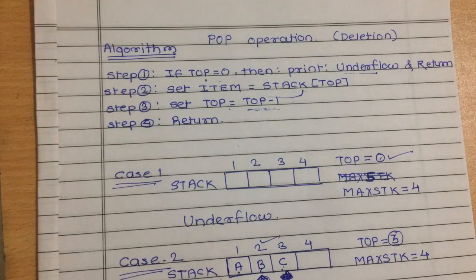In the second step we have simply assigned the element which is to be deleted to the variable item. Then after assigning that value, what we have done, we have simply decreased the value of top by 1, and then we have exited from the algorithm or the program. So this is a simple push and pop operation.